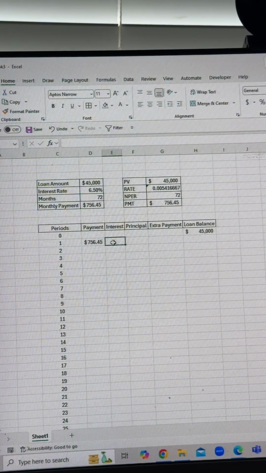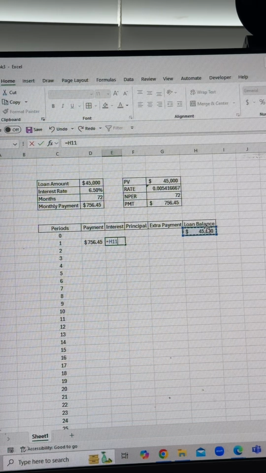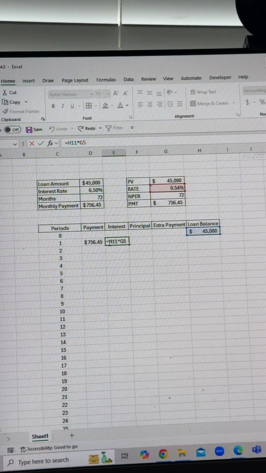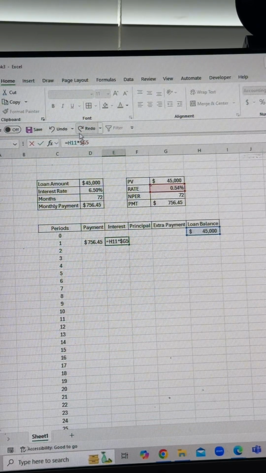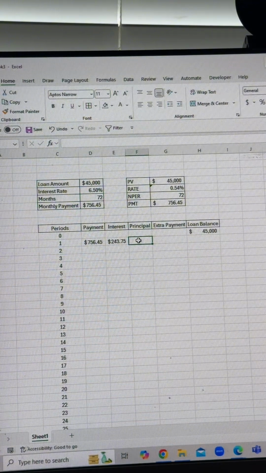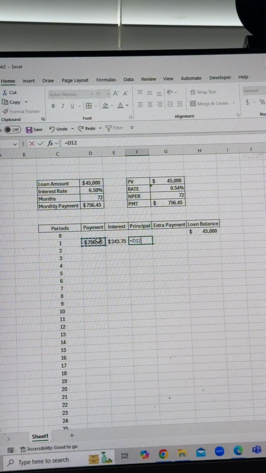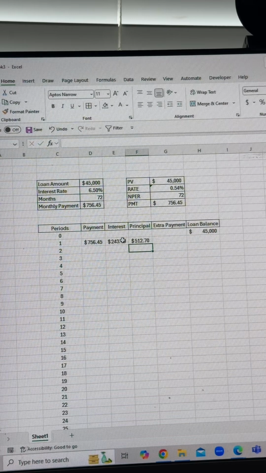And for the interest, we're going to do equal sign, the previous loan balance, multiplied by the rate right here. So for here, we're not going to lock the cell H11. We want to keep it unlocked, but we do want to lock in that G5 so that when we drag the formula, it stays that way. So again, you can press F4 on your keyboard, or you can just do a $G, $5. For the principal, we're going to do equals payment minus the interest. Press enter. For the extra payment, we're going to keep it blank here.